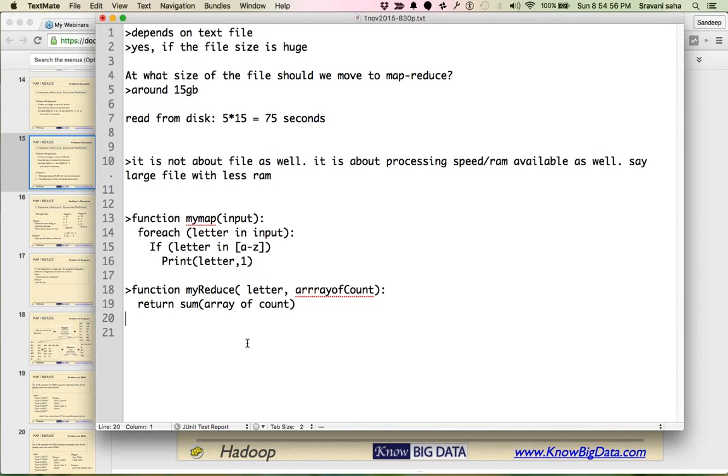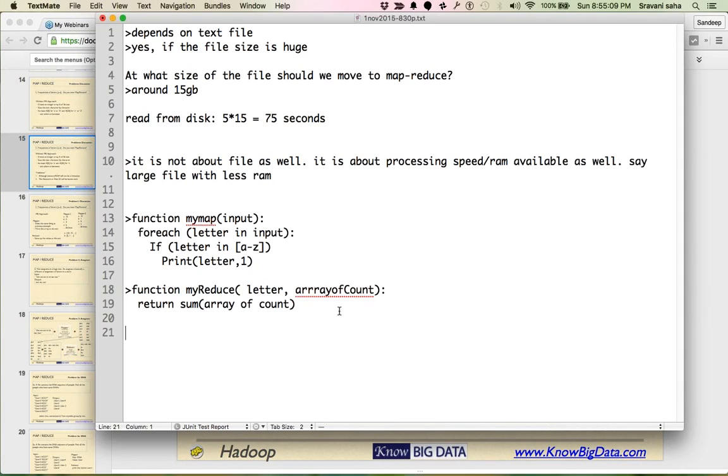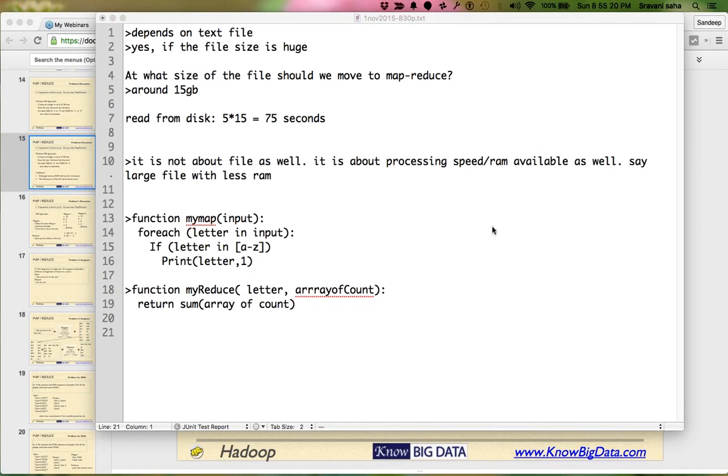So this will return the sum of the array. We can call it the sum of the array of counts. This is good. And so basically for each key and value, your reduce function will be called and you will just return the sum of the array. Good. We will talk about the inefficiencies of this at a later point of time.